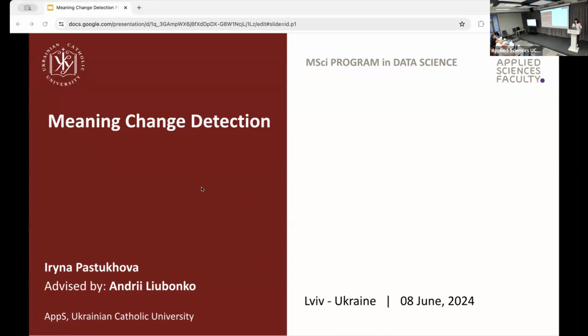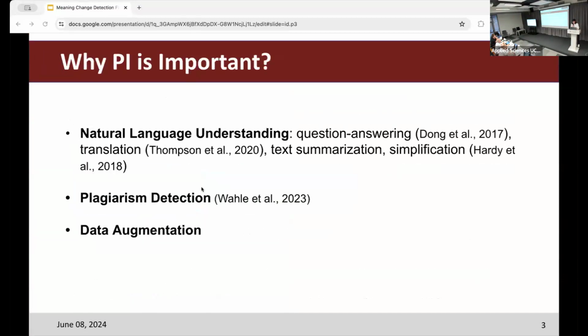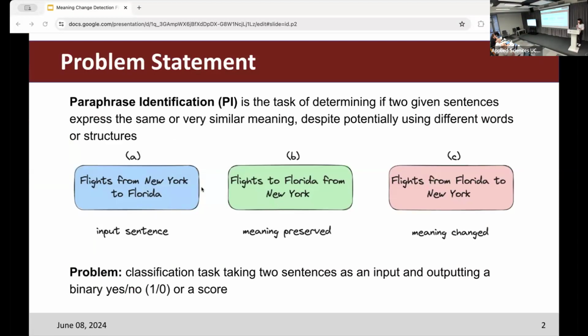Today we are going to talk about detecting changes in the meaning of textual data. As has already been mentioned, this thesis was advised by Andriy Lubonko. Meaning change detection can be represented as a concrete NLP task called paraphrase identification. It is the task of determining whether two sentences express the same or very similar meaning despite potentially being formed from different sets of words.